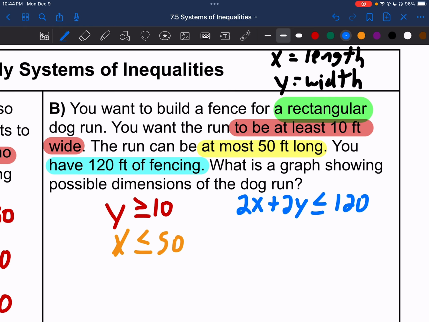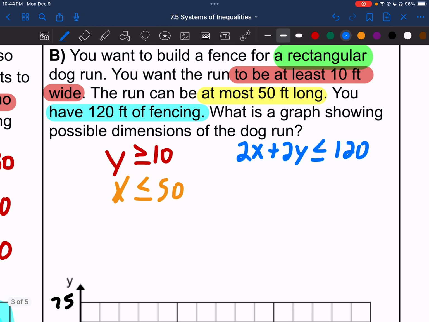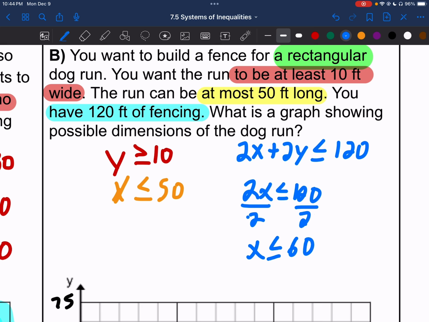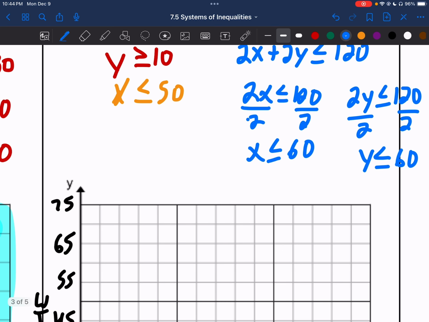So in order to graph this, I want to look at what my intercepts are. So we have 2x is going to be less than or equal to 120, and then we divide by 2. We have x is less than or equal to 60. And we have 2y has to be less than or equal to 120. Divide by 2, and y is going to be less than or equal to 60. So now we need to pull all these three things together. So y is going to be greater than or equal to 10.